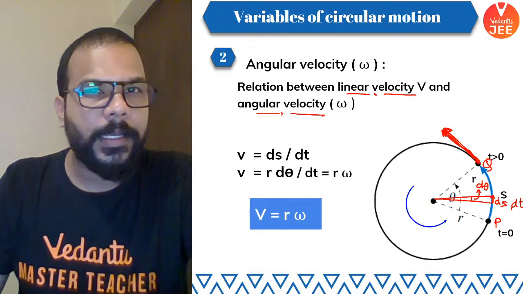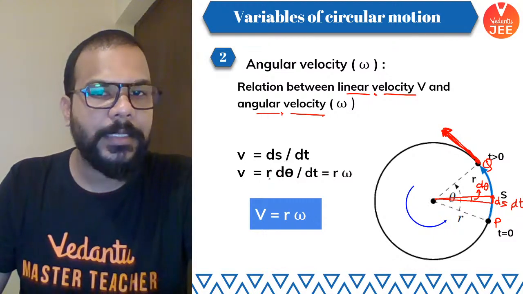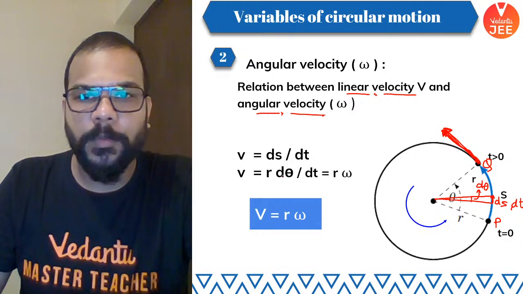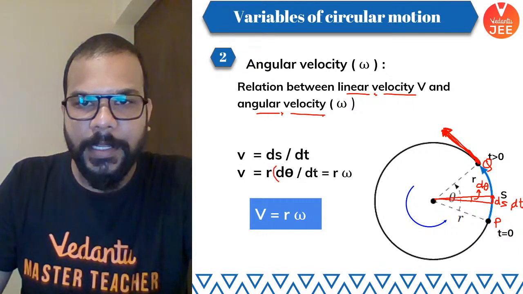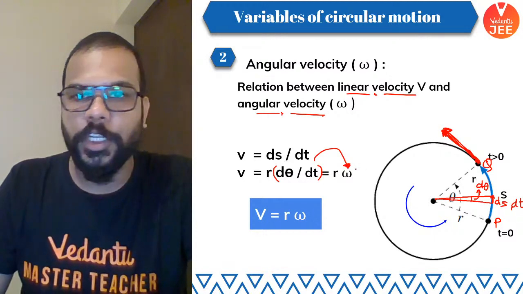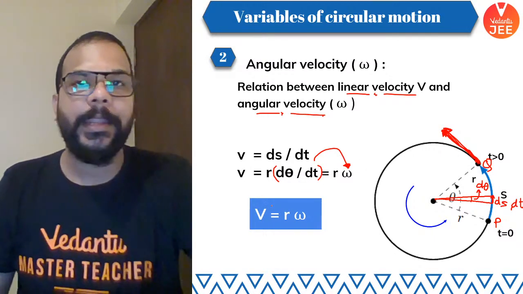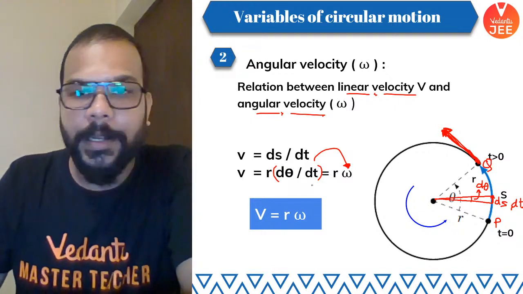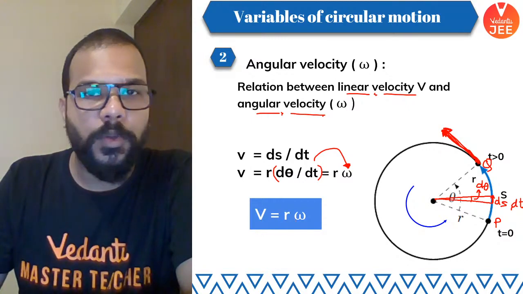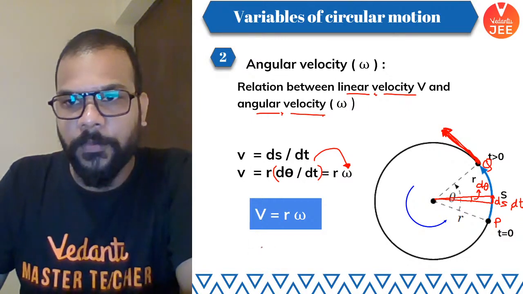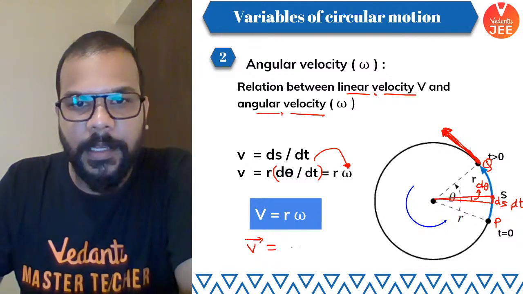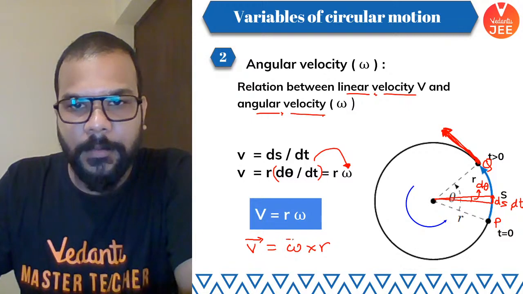The same definition: angle is arc upon radius, so arc can be written as radius into angle. Now what I have is the radius magnitude multiplied by d theta by dt, and d theta by dt is nothing but your angular velocity, the rate at which the angle is changing. So we get a very important relation here, relating v, r and omega, which comes out to be v equal to r omega. And if you ask me the direction, then vectorially v is written as omega cross r.